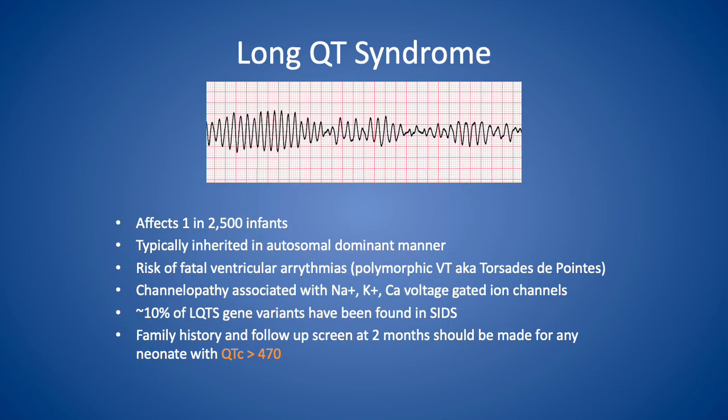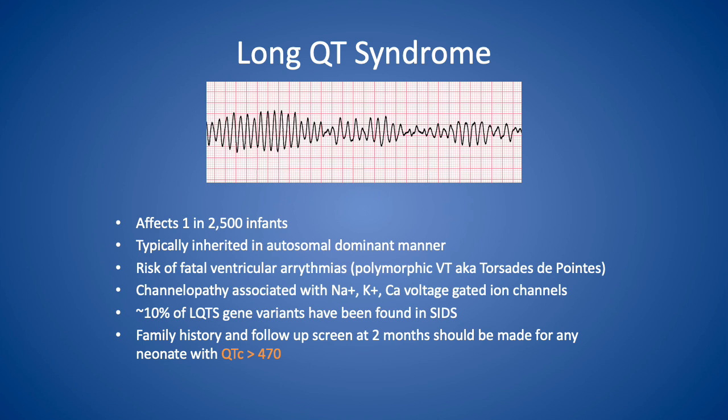A little bit about long QT syndrome. It affects 1 in 2,500 infants. It's typically inherited in an autosomal dominant manner. And the biggest risk is developing fatal ventricular arrhythmias, polymorphic VT or ventricular tachycardia, also known as Torsades de Pointes.